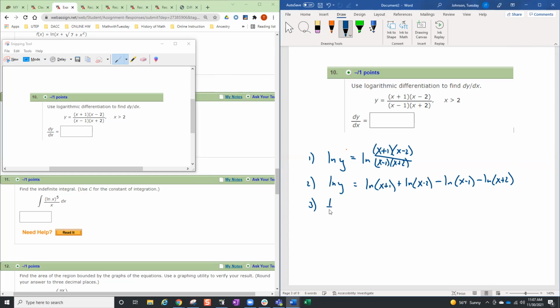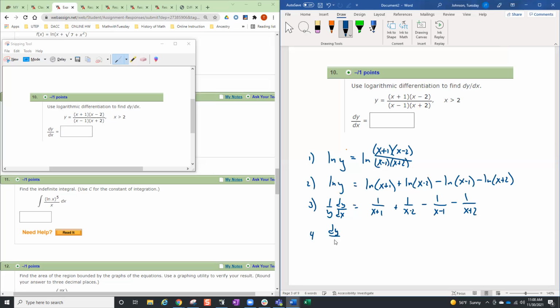Step 3, take the derivative. Implicit on the left. On the right, super easy log rule. The derivative of everything inside is 1. So this is 1 over x plus 1. This is 1 over x minus 2, right? Our derivative of a logarithm is just the derivative of the inside divided by the inside. Derivative of x minus 1 divided by x minus 1. The derivative of x plus 2 divided by x plus 2.